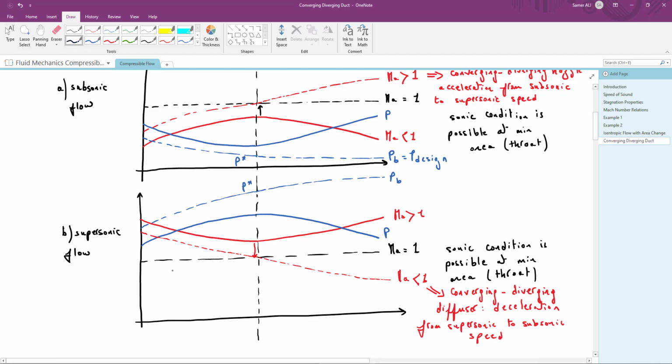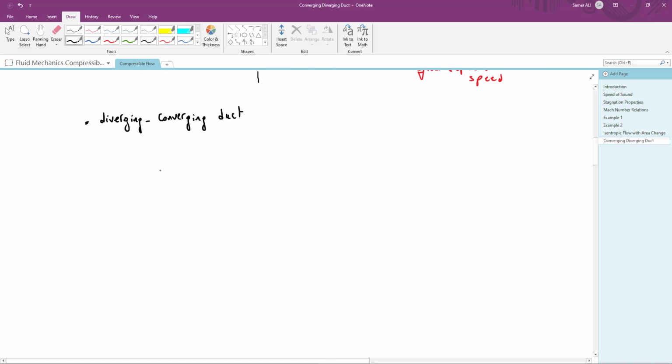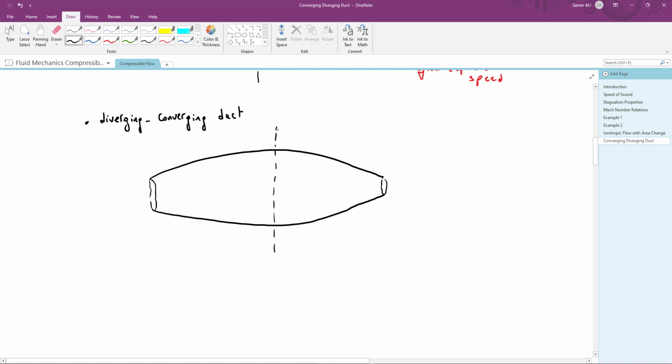Now, let's consider the opposite geometry. Let's consider a diverging converging duct. And let's plot this diverging converging duct. So we have this diverging section followed by a converging section, and also from the opposite side we'll have this geometry. So in this geometry you can see here that we have this location where the area in fact is a maximum. So we have this maximum area here.